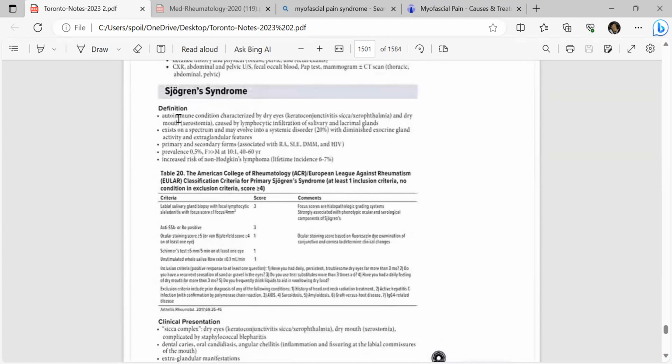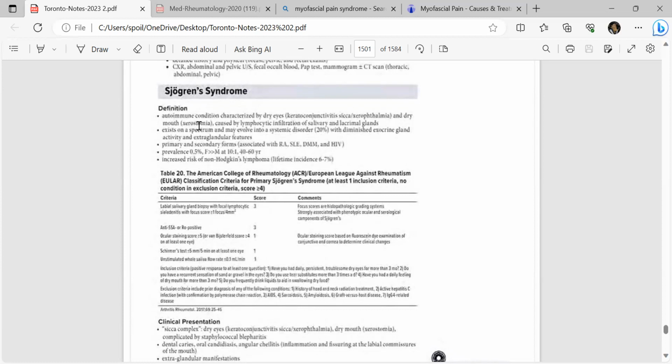Okay, Sjogren syndrome. Sjogren syndrome is an autoimmune condition characterized by dry eyes, keratoconjunctivitis sicca, xerophthalmia, and dry mouth, xerostomia, caused by lymphocytic infiltration of salivary glands and lacrimal glands. Okay, it's an autoimmune condition which causes dry eyes, dry mouth, and both of these are caused by what? Lymphocytic infiltration of what? Salivary glands and the lacrimal glands.